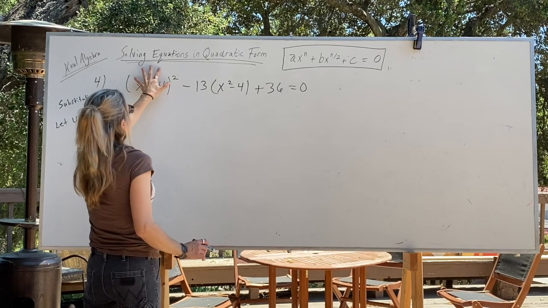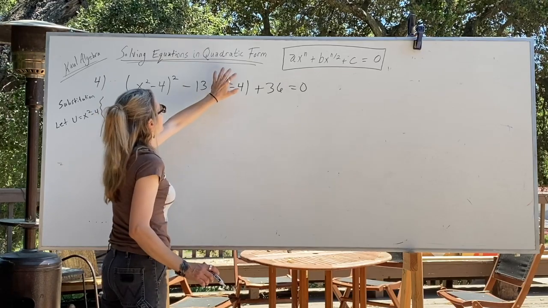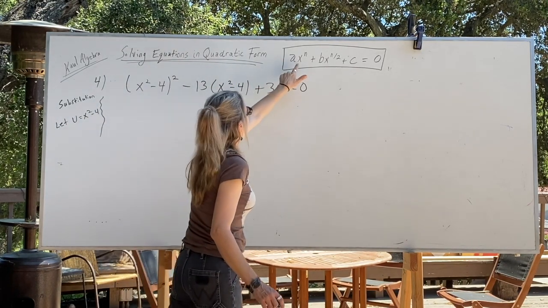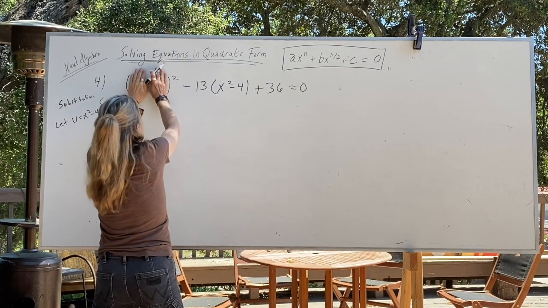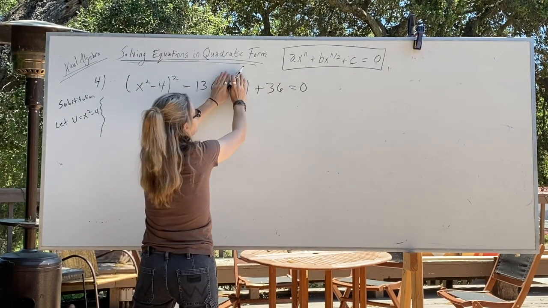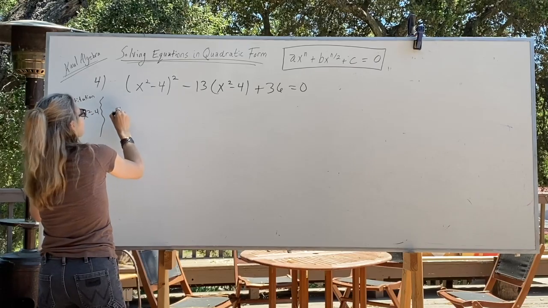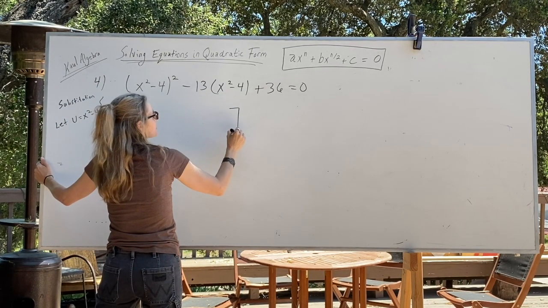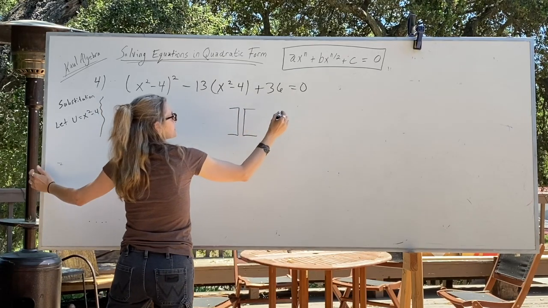I'm going to think, well, this is like an x squared, and this is like an x. So it's an equation that's quadratic in form. It's just that this x is this whole parentheses unit. Okay. So if I were to factor this, since I have extra parentheses, I'm going to use square brackets for my factors here.